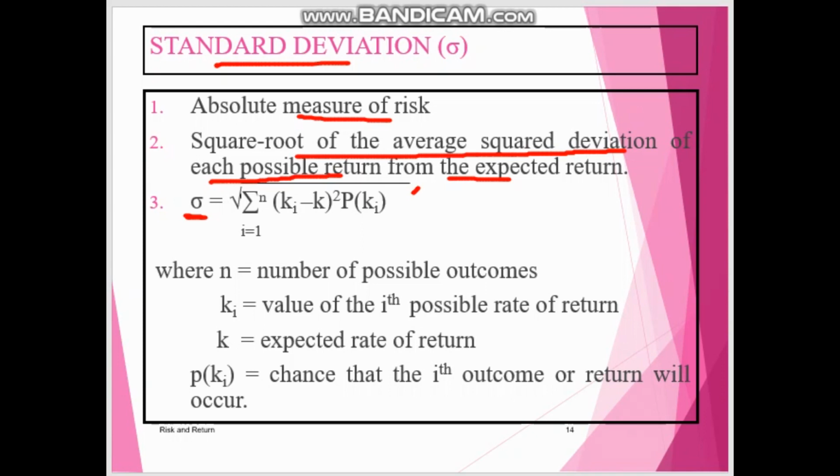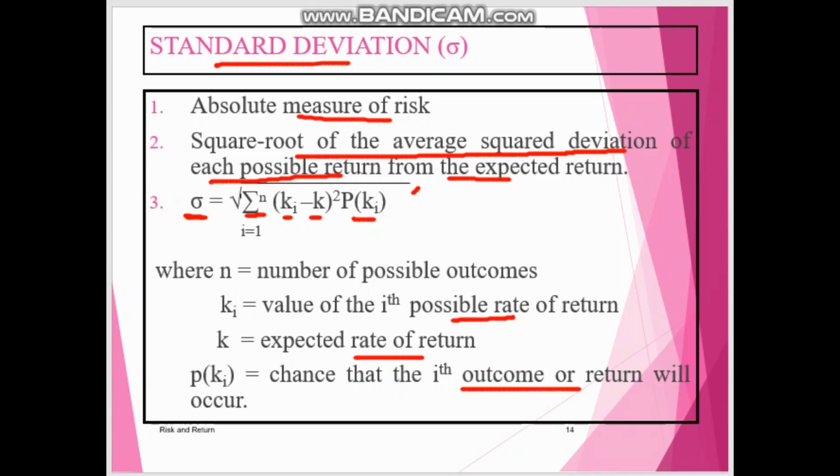So how to calculate variance? This is the sum of the return minus the expected return. K1 is the possible return, K-bar is the expected return, and then we have to multiply by the probabilities or the chances for the outcome.